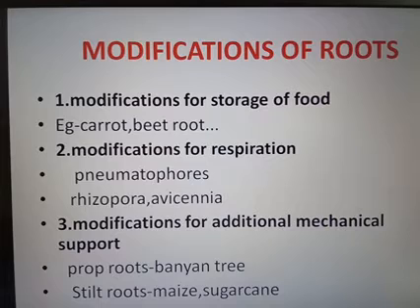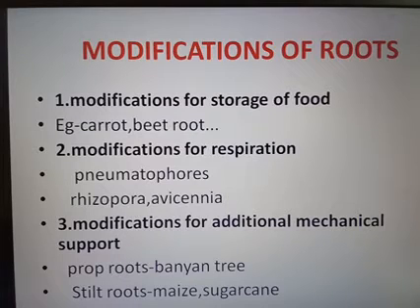Once again I am repeating the modification of roots. First one is modification for the storage of food. Examples: carrot, beetroot and turnip. In the case of sweet potato, the adventitious roots are modified for the purpose of food storage. In other cases, taproots are modified. Then the pneumatophores are the breathing roots. It is a taproot modification for respiration. It grows negatively geotropic with pores arising from the horizontal roots of the plants living in swamps.